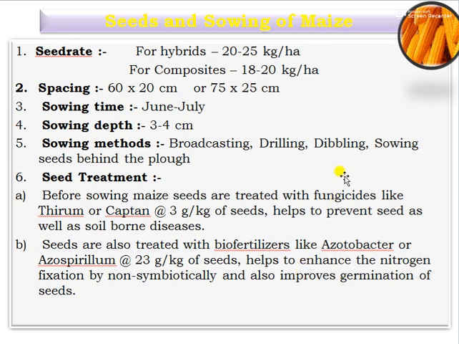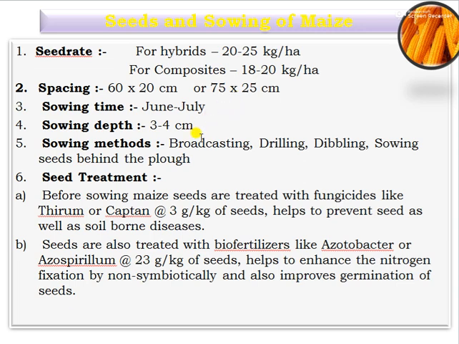Next crop, that is maize. For the seeds and sowing of maize, for hybrids the seed rate required per hectare is 20 to 25 kg, for composites or grain purpose, especially desi, it is 18 to 20 kg per hectare, and for fodder purpose the seed rate is 40 to 50 kg or above per hectare. The spacing for maize is 60 centimeter between rows and 20 centimeter plant to plant, or 75 by 25 centimeter. Sowing time is June to July, and depth is 3 to 4 centimeter.